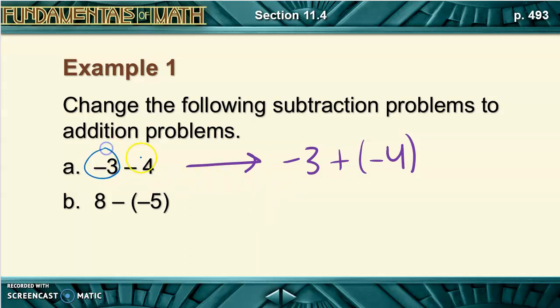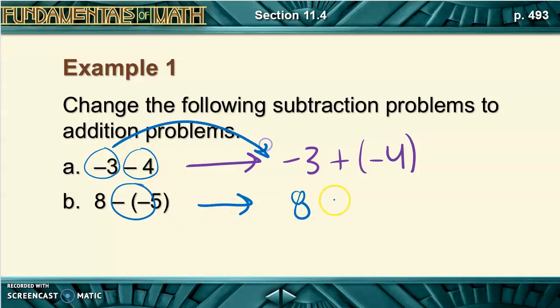I have negative 3 minus 4. This is the same thing as negative 3 plus negative 4. Right? Here we have a double negative. So the first number stays the same. Then we put plus, and then we have a double negative, which is going to be positive. These guys combine to make plus in the 5.